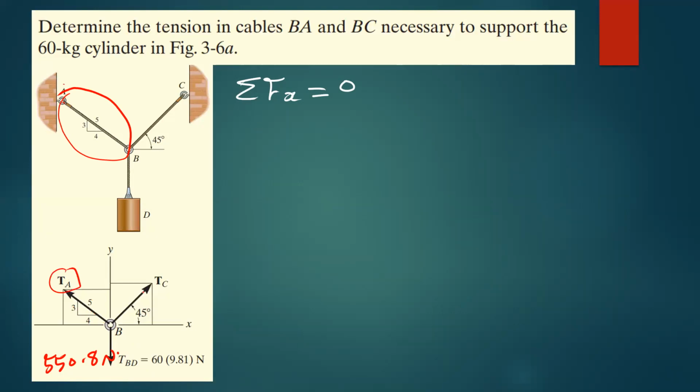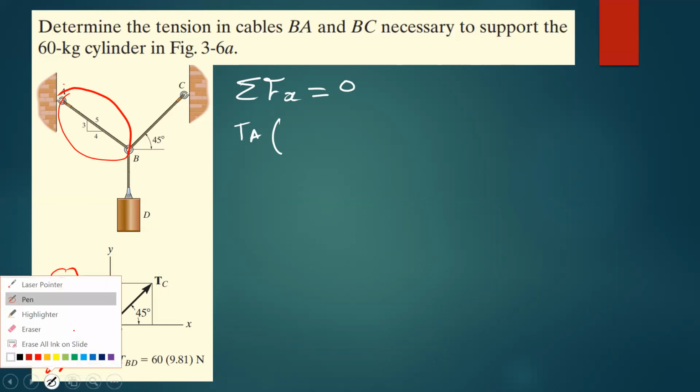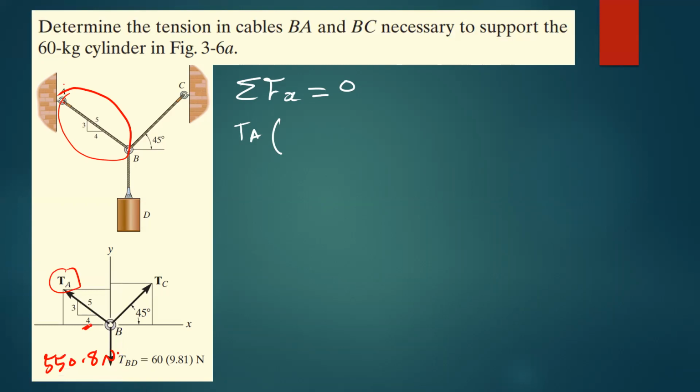Don't like using red nowadays. Okay, so the tension TA is going to multiply itself with what? You look at the number that is in the x. So the number that is in the x here, if you look, we have 4. So we're going to say 4 divided by the hypotenuse there, which is 5.